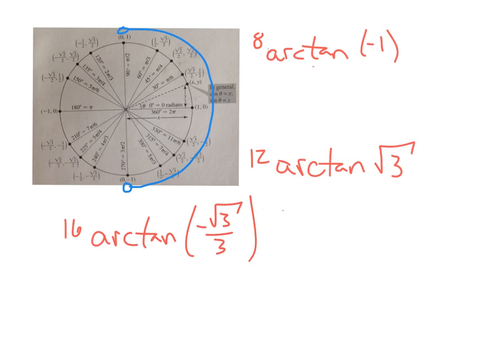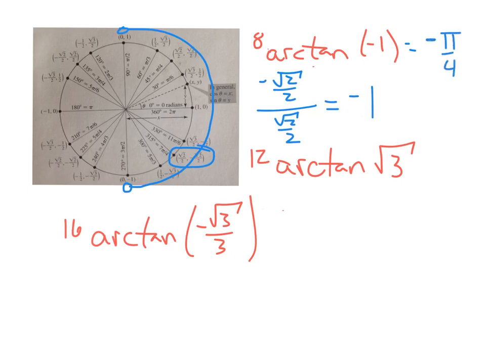So again, we're doing the y's over the x's. And hopefully you think about these coordinates right there, because that would be negative radical 2 over 2 over radical 2 over 2, and that gives you negative 1. So then the answer here, again, it looks like 7 pi over 4, but we're calling it negative pi over 4 so that we stay in our range there. Okay, so we might as well do 16 at the same time since we're already down there.